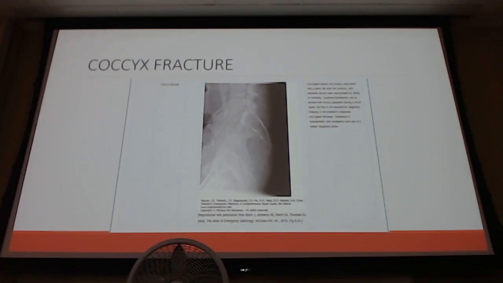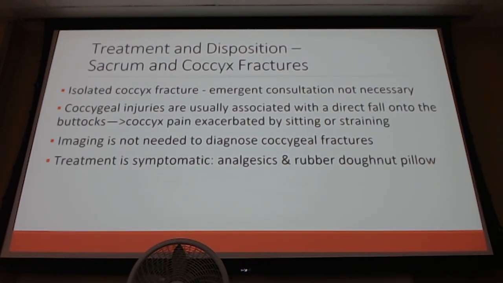Coccyx fractures are usually relatively benign. They're a super pain in the butt according to the patients, but we don't do a lot for them. If it's isolated, we don't need to consult anybody. Usually it's a fall on the butt, they slipped or fell somehow and landed directly on their coccyx. They'll complain of worse symptoms while sitting or straining. These patients we can manage with just analgesics and a donut pillow.